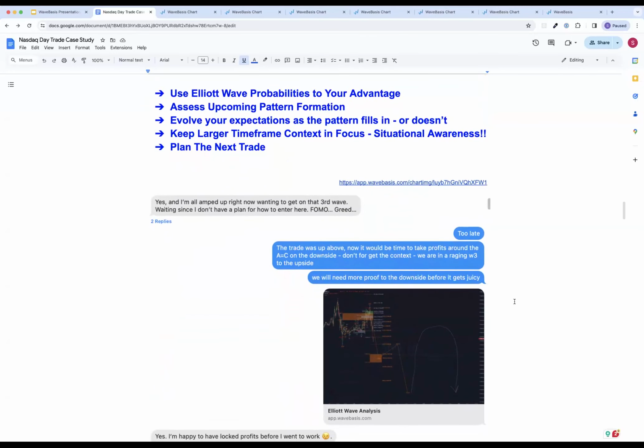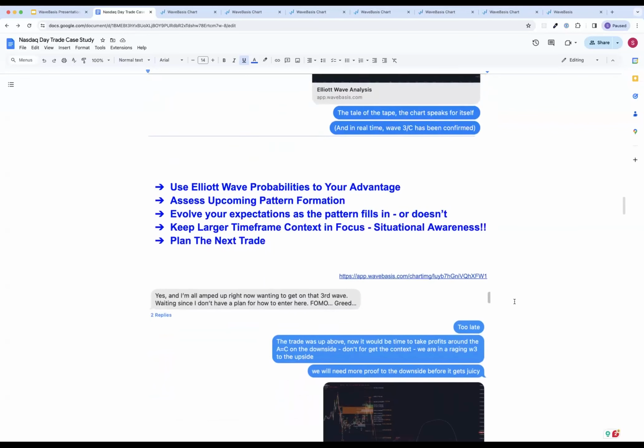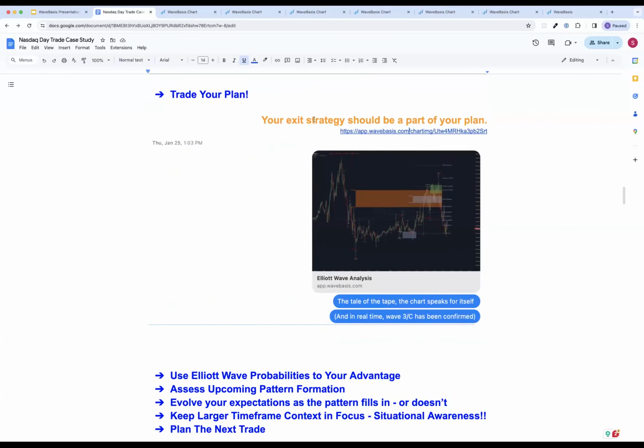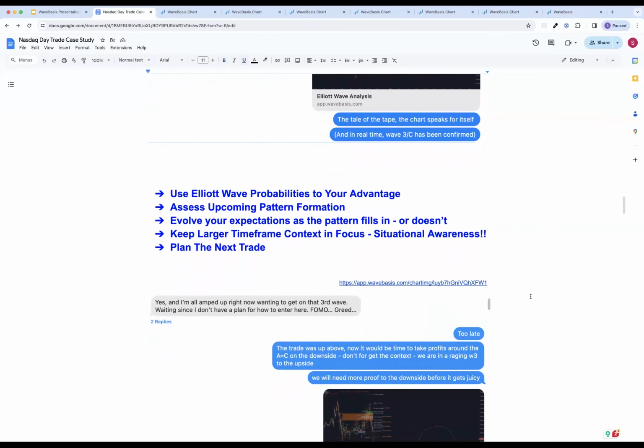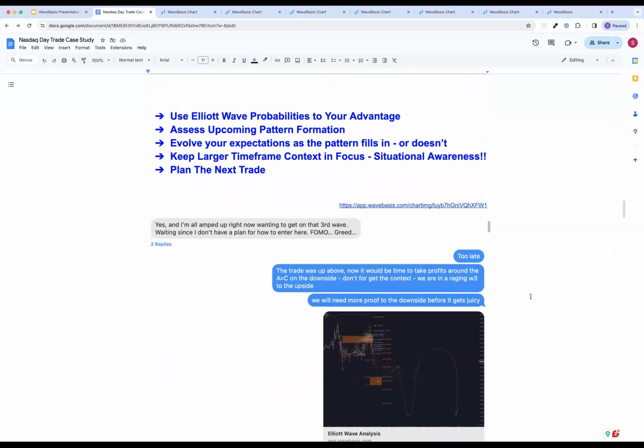Now, this is where I think some folks make a mistake. Now we're in the trade, and as I said here, your exit strategy should already be part of your plan. For my friend in this moment, he hadn't thought about the exit. It seemed that he hadn't thought much about the targets we were shooting for.